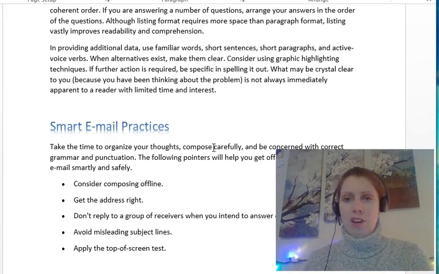If further action is required, then be specific in spelling it out. Don't walk around it. Don't use the indirect approach to get to this. You need to tell people you need to do this. Don't fart around, just tell them. Because if it's time sensitive, it's very important. What may be crystal clear to you, because you've been thinking about the problem, you wrote the message, is not always immediately apparent to the reader, who has limited time and probably limited interest in your message. So be as clear and to the point as you can.